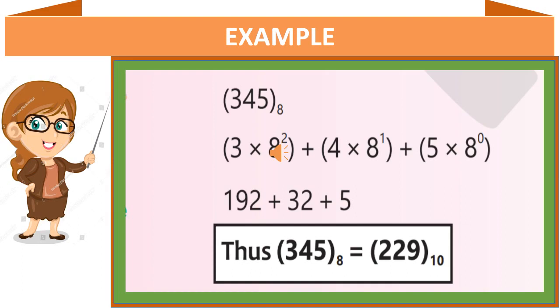Here 3 is multiplied with 8 to the power 2 since the positional value of 3 is in hundreds. 4 is multiplied to 8 to the power 1 and 5 is multiplied to 8 to the power 0. Adding the products, we will get 192 plus 32 plus 5, which is 229. So 345 to the base 8 in octal number is equivalent to 229 in decimal.